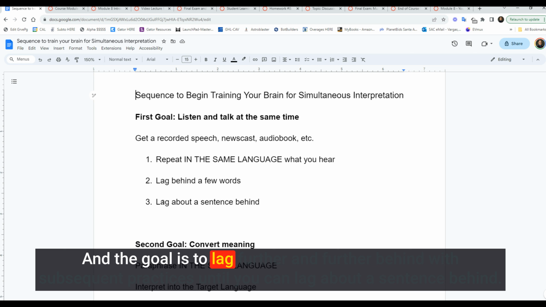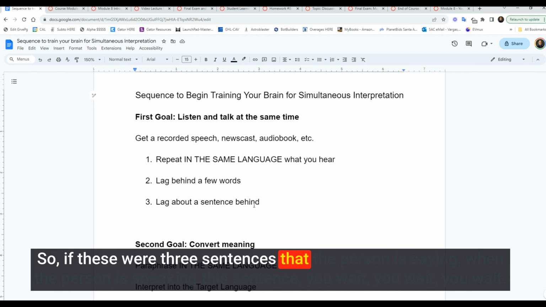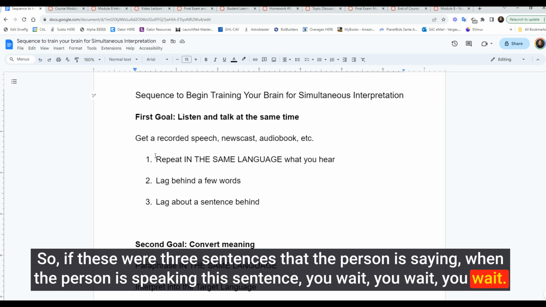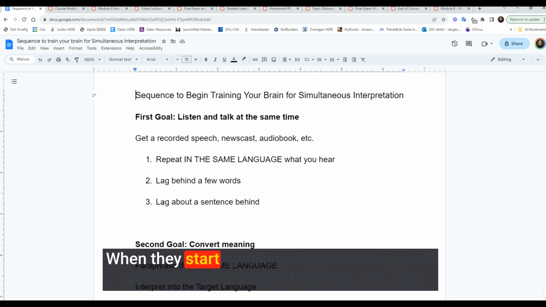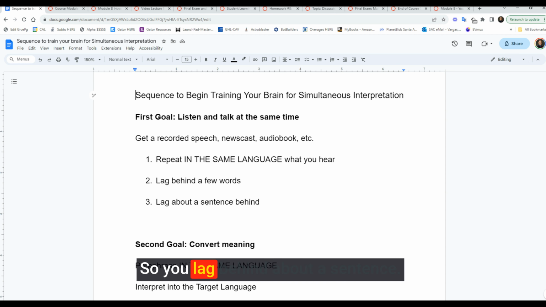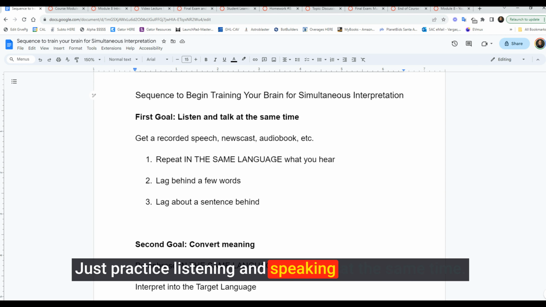And the goal is to lag further and further behind with subsequent practices until you can lag about a sentence behind. So if these were 3 sentences that the person is saying, when the person is speaking this sentence, you wait, you wait, you wait. When they start speaking this sentence, you'll start saying the sentence while listening to the next sentence. When they start speaking this sentence, you'll say this sentence while listening, etc. So you lag behind about a sentence. This is all in the same language. Do not interpret. Just practice listening and speaking at the same time.